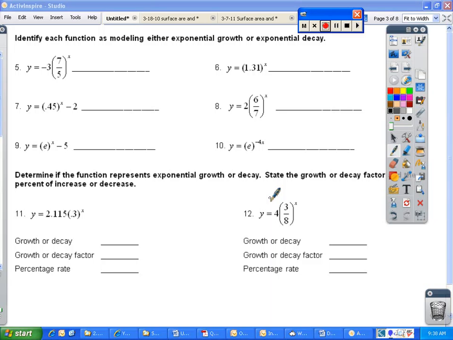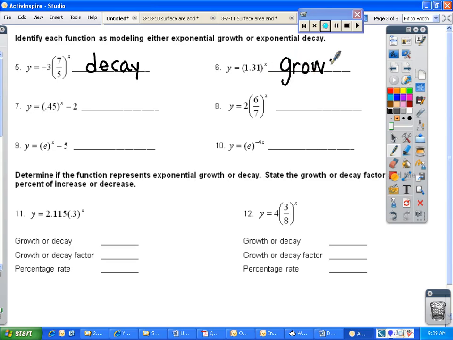Alright, page 2 of your exponential review packet, for number 5. Even though 7/5 is greater than 1, the negative 3 turns this into a decay. Again, 1.31, my factor is greater than 1, so therefore it is growth. You can also plug these in and see if they're increasing or decreasing.